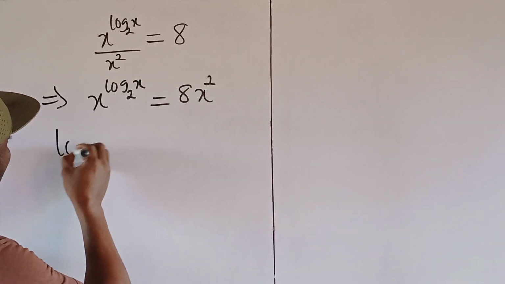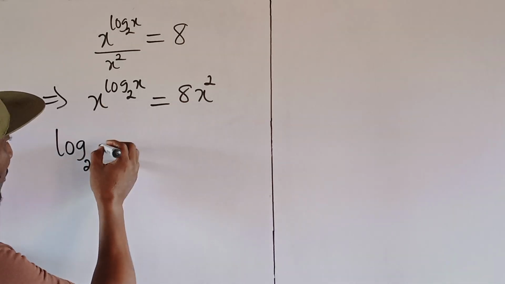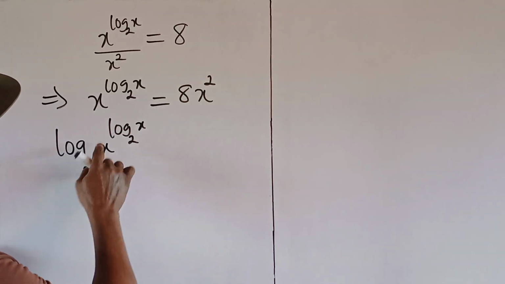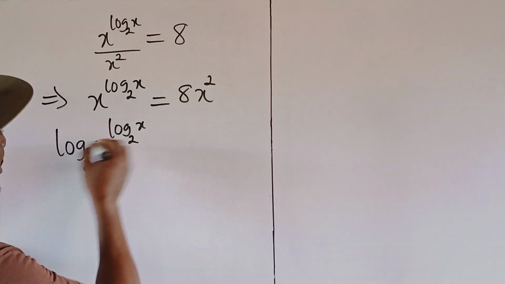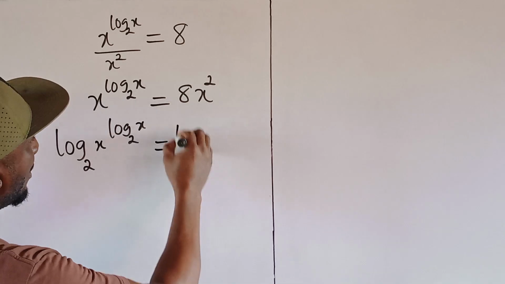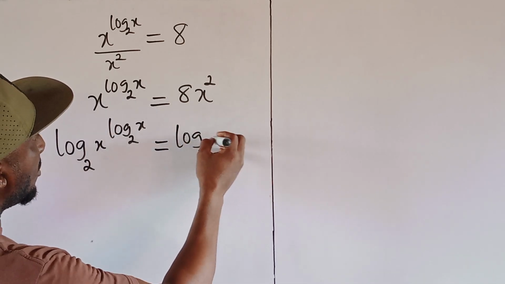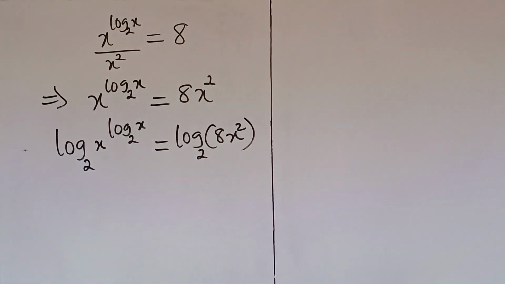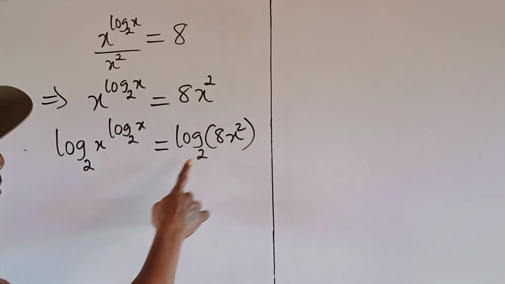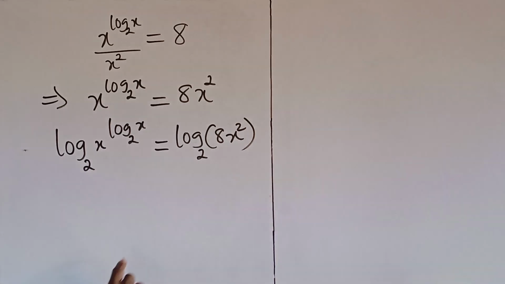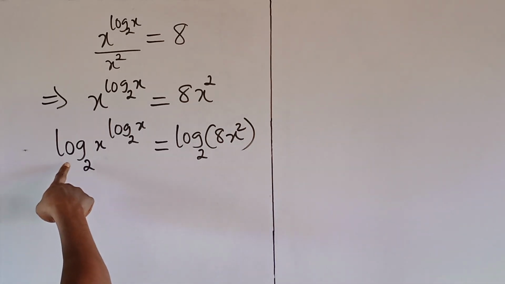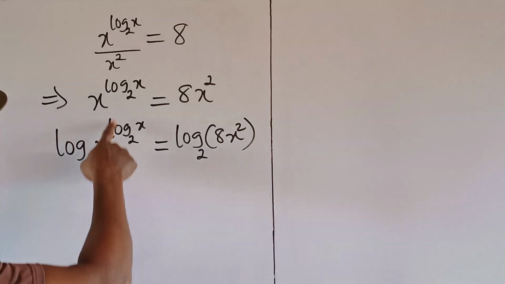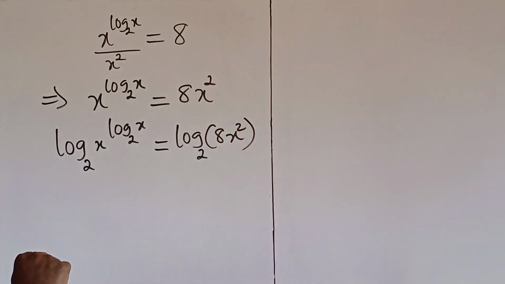So we are going to be having log to the base of 2 of s raised to log to the base of 2 of the argument x. Okay, let me take this up a bit. Then on the right side, we'll be having log to the base of 2 of the argument 8s squared. So as you can see, 8s squared becomes the argument when we take log to base 2 here. Then on the left side, as you can see, log to base 2 of the argument x raised to log to base 2 of the argument x.